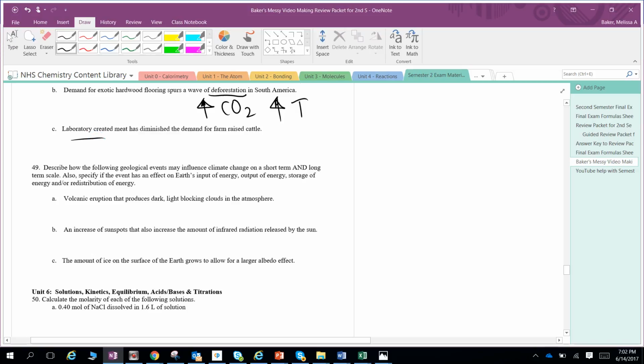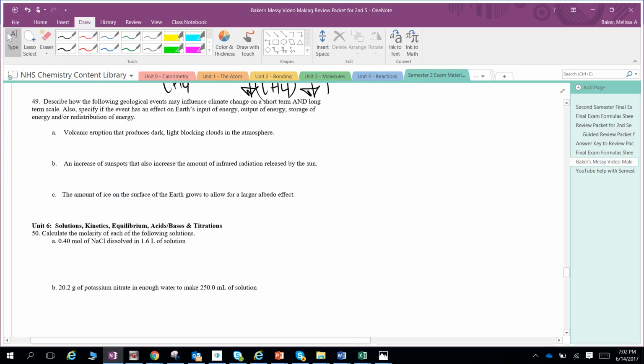If we have labs that create meat and then all of a sudden we don't need as many cattle, which release a lot of methane gas, this is going to decrease the amount of methane, which will decrease the temperature because, again, methane is one of those greenhouse gases.